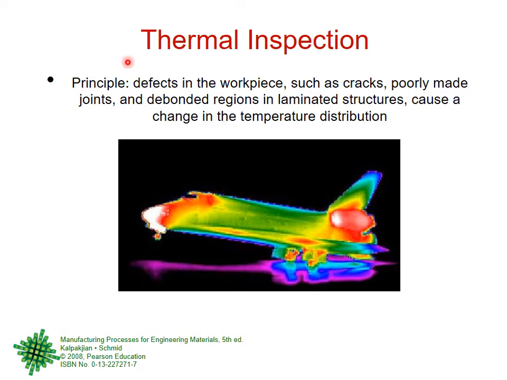So what is the principle? Defects in the workpiece such as cracks, poorly made joints, debonded regions, etc., cause a change in the temperature distribution. So a part is there and the whole part has some temperature distribution, but wherever there are cracks, you see, heat has to flow through a conducting medium. If there is a crack, there is a disruption in the flow of heat. So in a thermal image, all those cracks and flaws will come as different colors and so on. Again, you will have to be trained in reading the thermal image, but this is a major thing.